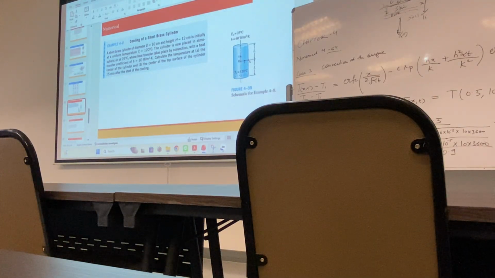A short brass cylinder, diameter is 10 centimeter, height is 12 centimeter, initially at a uniform temperature. The cylinder is now placed in atmospheric air. Heat transfer takes place by convection with the heat transfer coefficient. Calculate the temperature at the center of the cylinder and at the center of the top surface of the cylinder 15 minutes after the start of the cooling.